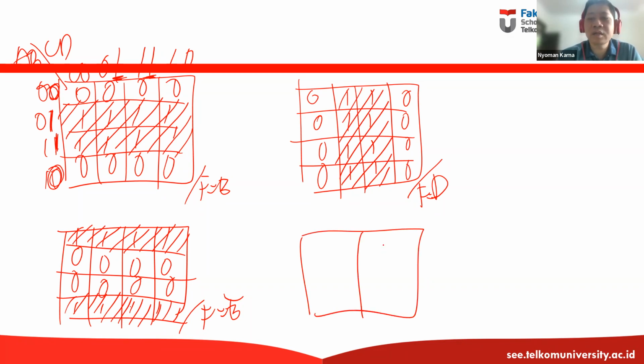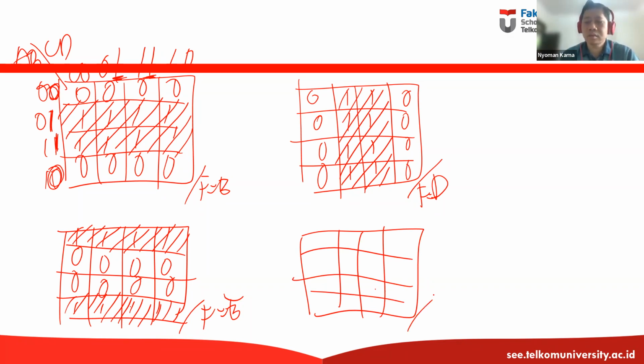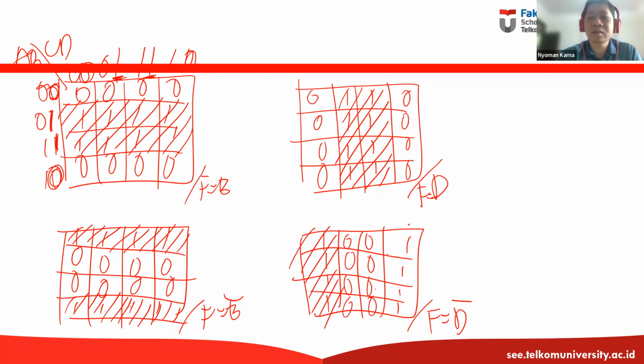And how about D naught? Sorry. Accidentally clicked the share button. And then how about D naught? D naught is on this location. So it will become like this. This one is D naught.